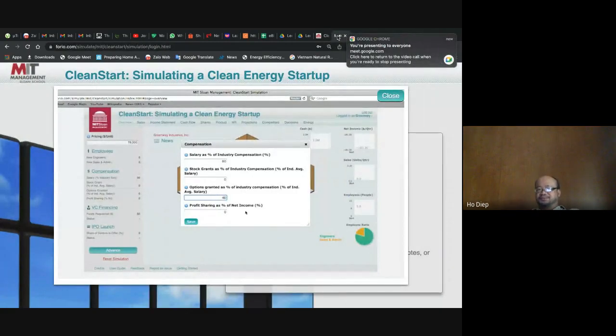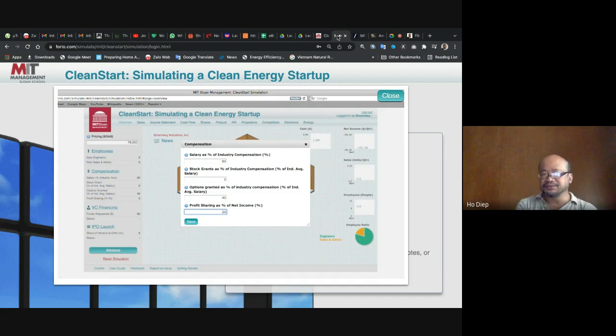That's fine. That's entirely up to you. Finally, are you going to have profit sharing with your employees? Well, you're not profitable right now, but if and when you become profitable, are you going to have direct profit sharing? And you can simply specify what percentage of net income will be given to the employees in profit sharing every quarter. Here it's 20%. It's entirely up to you what numbers to select.